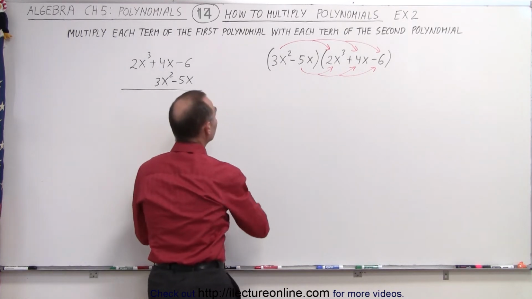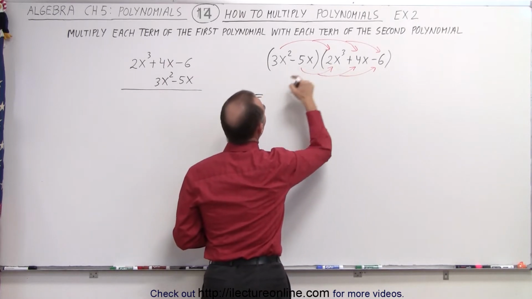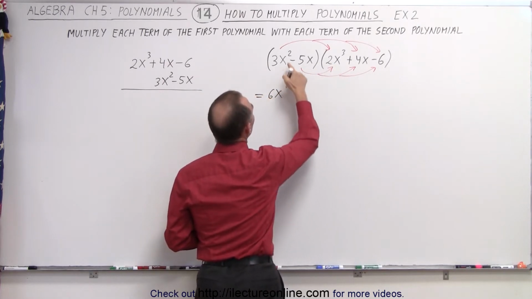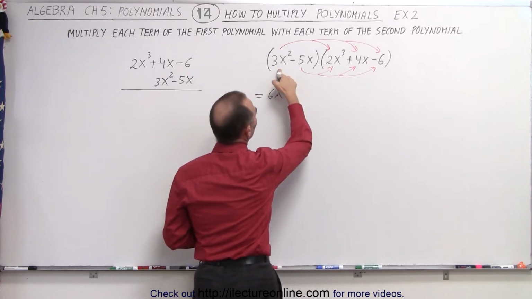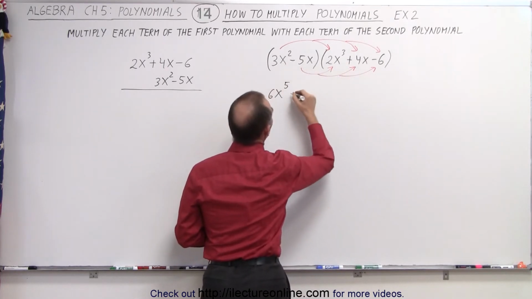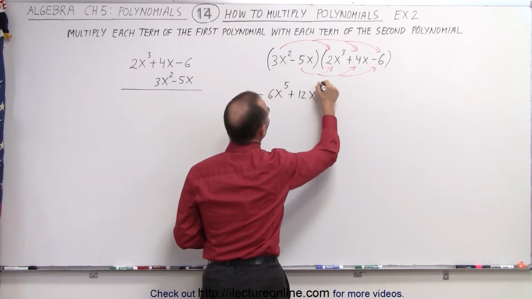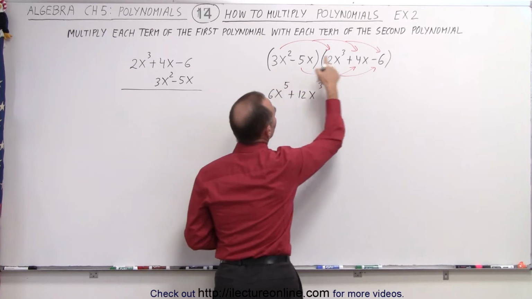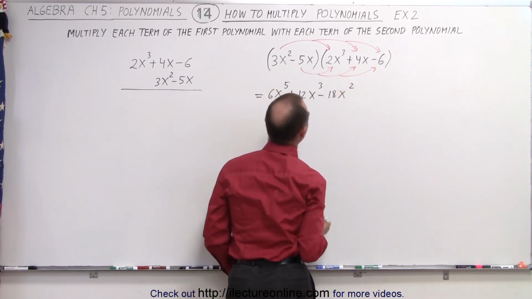So this becomes equal to 3x squared times 2x cubed. That would be 6x to the 2 plus 3, you add exponents, 5th power. 3x squared times a 4x, 3 times 4, that's 12. And add exponents, 2 plus 1, that would be x to the 3rd. And 3x squared times a minus 6 is a minus 18x squared.